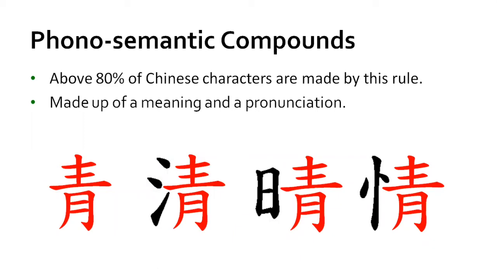phono-semantic compounds. This rule is very important and you have to know it when you are learning Chinese characters because more than 80% of Chinese characters are made by this rule. So pay much more of your attention here. This kind of character is combined with 2 parts, the meaning part and the pronunciation part. Or you can say the meaning part and the sound part.